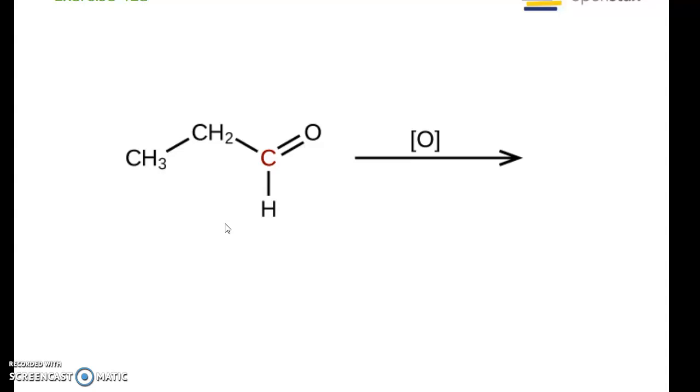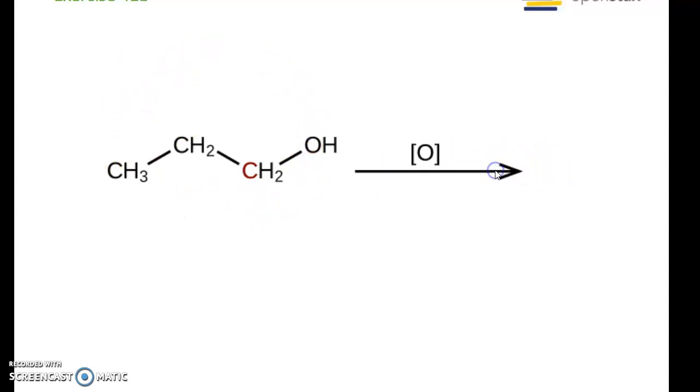Now we get into some reactions. When you oxidize an aldehyde, what happens? You form the carboxylic acid. So this is going to be CH2, CH2, C double bond O, single bond OH, right? An aldehyde becomes a carboxylic acid.